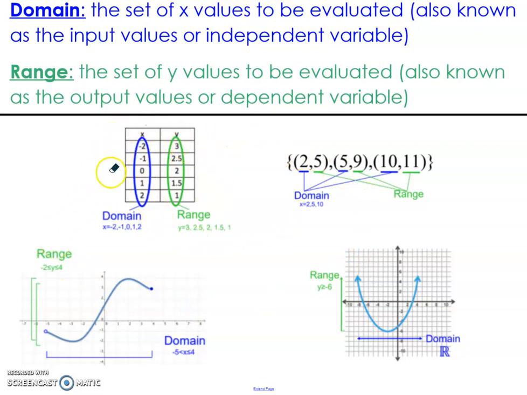So right here we have a table of values. All of the x values are the domain, all of the y values are the range. Here we have a set of ordered pairs. Again, the x's are the domain, so the first term, and the y values, the second term, are the ranges. When we're looking at graphs, the domain again will be the x values, so we're looking from left to right on the graph, and the range is the y values, so we're looking from the bottom to the top. Okay, and we'll get into how we actually write these in a little bit, but just identifying what they look like.